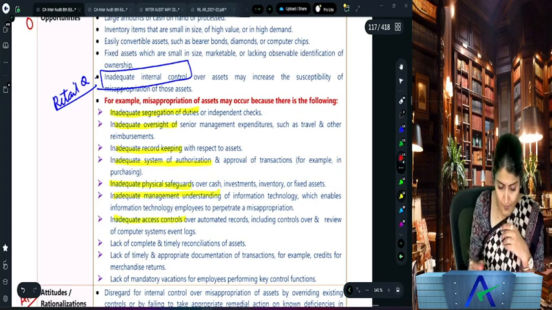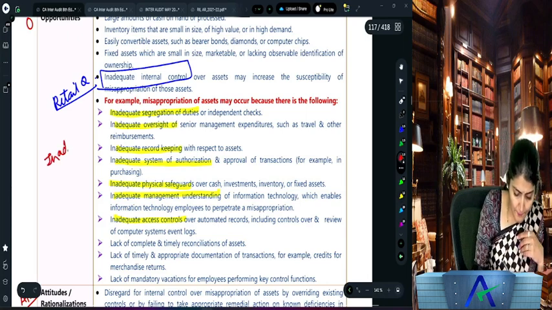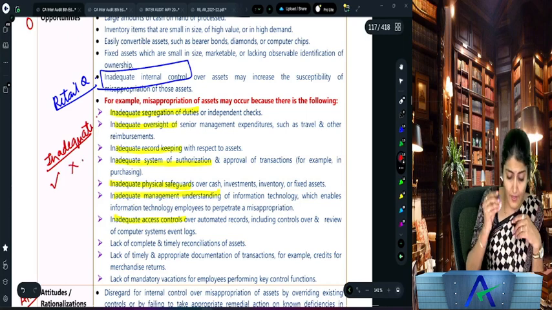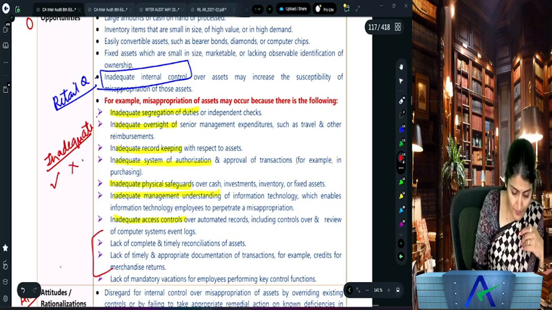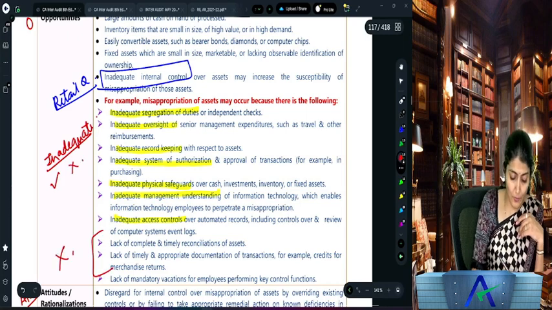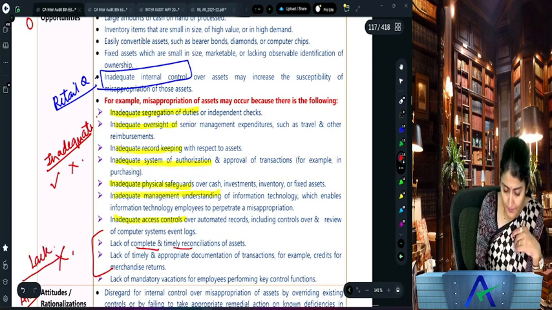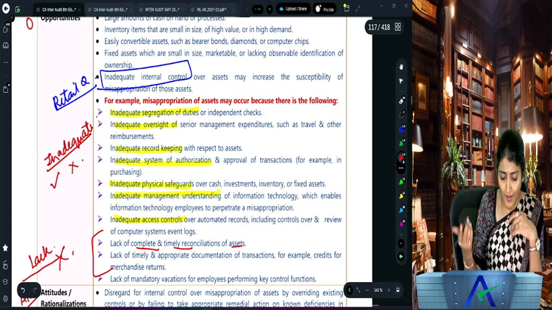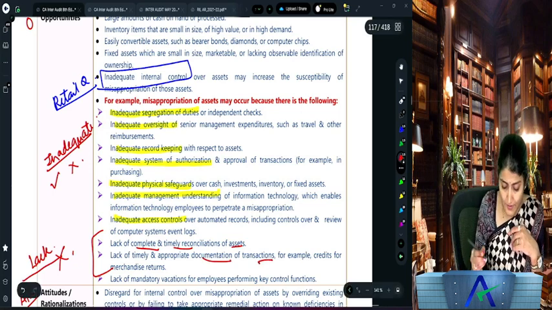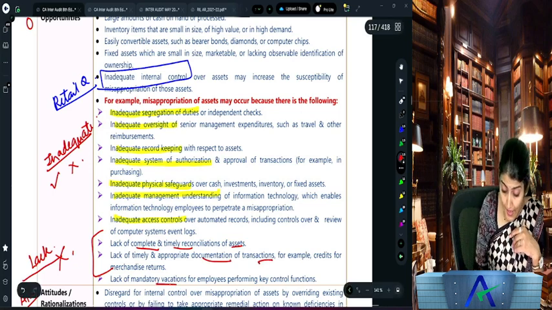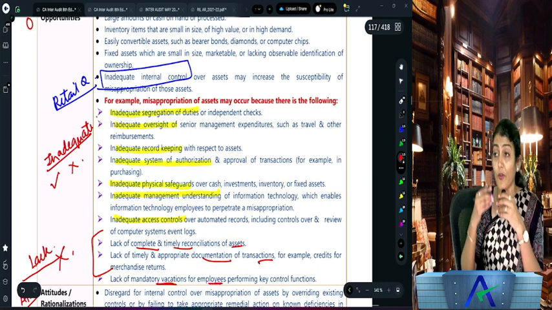So all these points over there are regarding the inadequate. So there is a control, but it is inadequate. And the second one, there is no control. What does it say? Lack of timely and complete reconciliation of assets. Lack of documentation of the transaction. And lack of mandatory vacation for the employees.